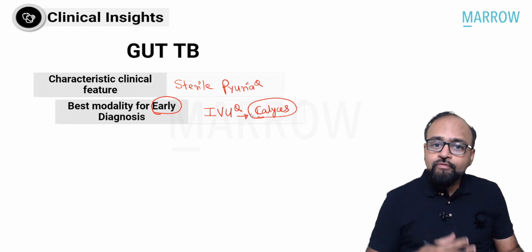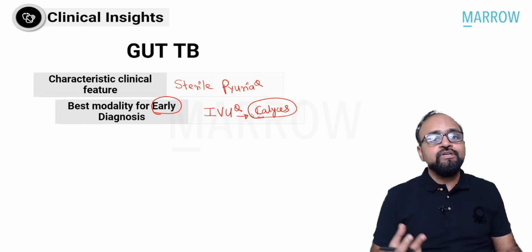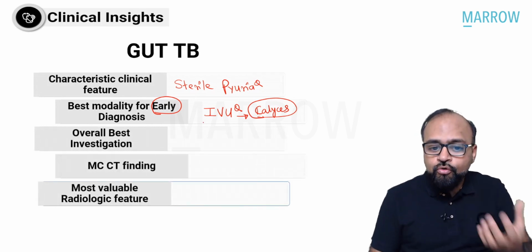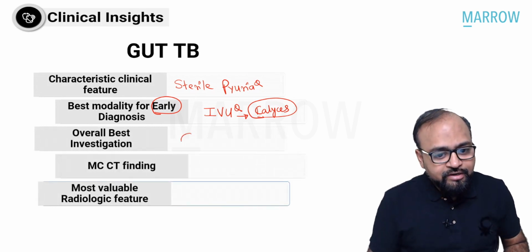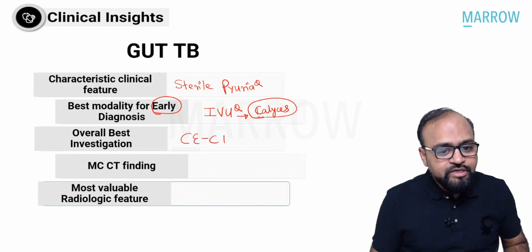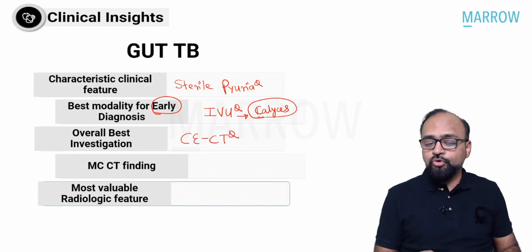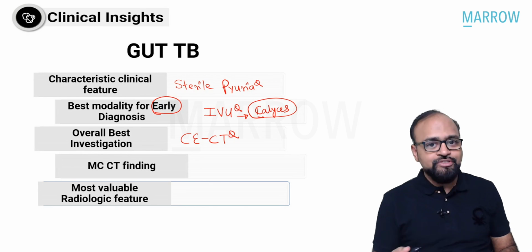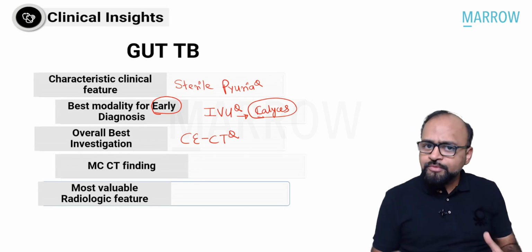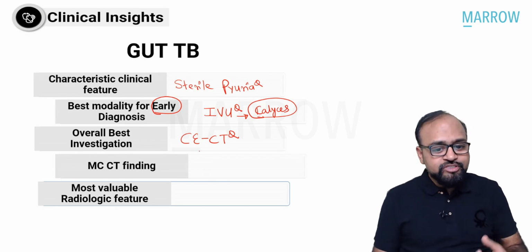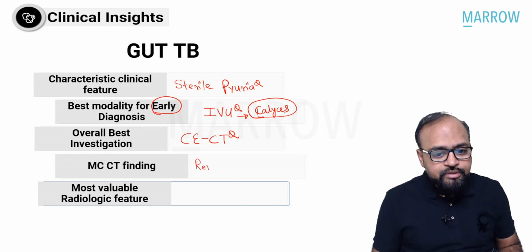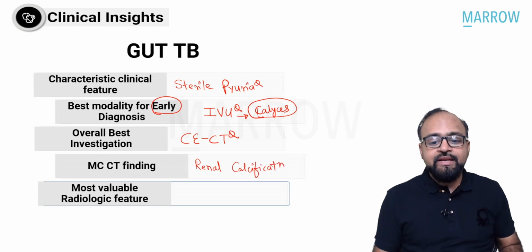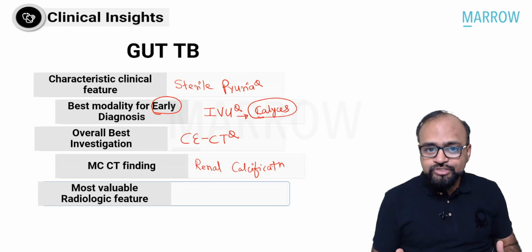But overall, if they don't use the word early diagnosis, if they just ask you what is the overall best investigation, then it is a contrast enhanced CT scan. Remember, the overall best imaging modality for diagnosis is a CECT. What is the most common CT finding? The most common CT finding, if your examiner asks you, is renal parenchymal calcification. Remember, renal parenchymal calcification is the most common overall CT finding.